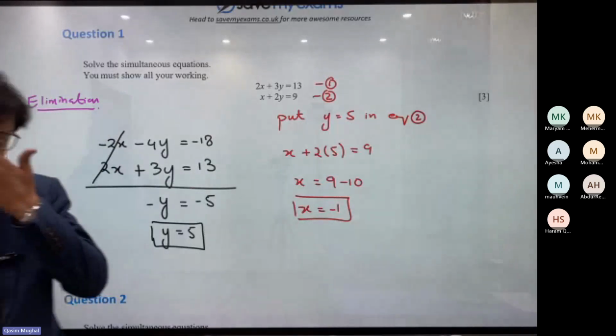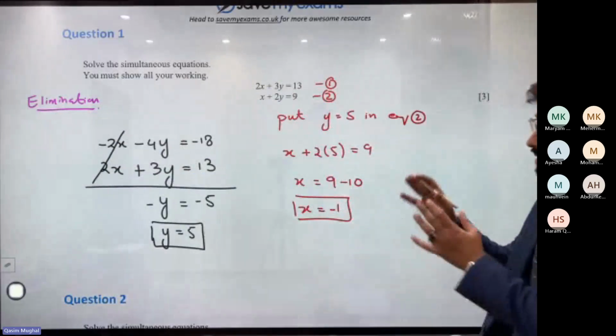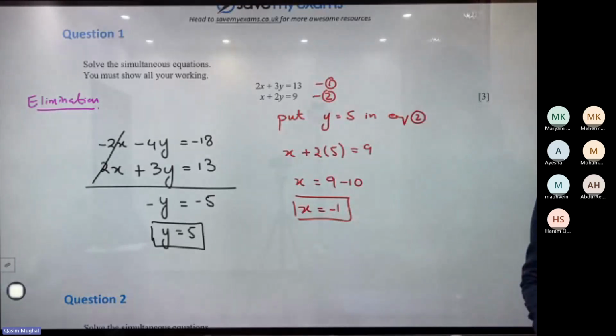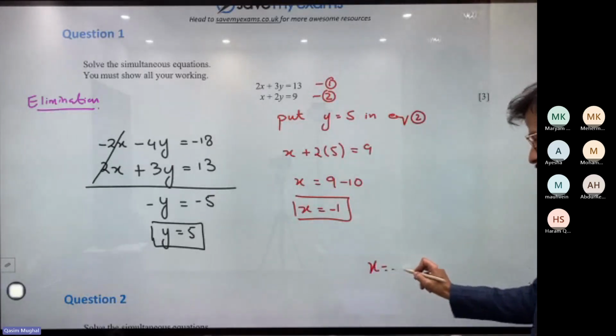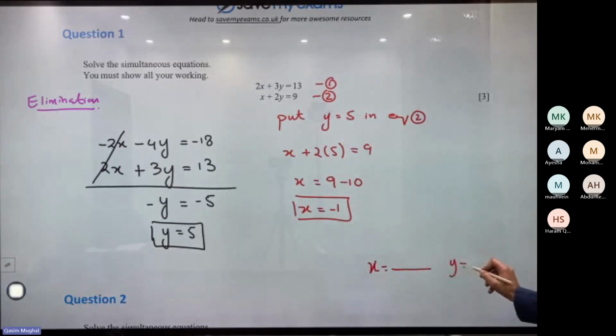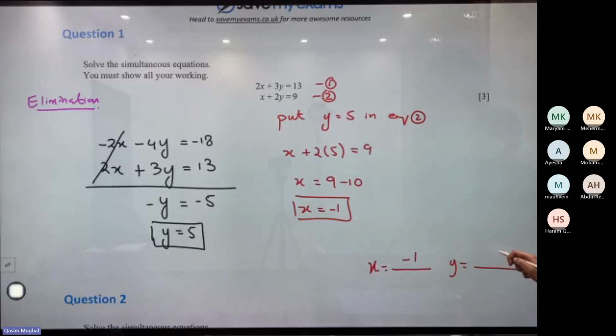ठीक हो गया. अच्छा, साइमल्टेनियस इक्वेशंस तो सॉल्व कर ली. एक चीज याद रखें, अगर साइमल्टेनियस इक्वेशंस का क्वेश्चन है तो आपको आंसर स्पेस में x इज इक्वल्स टू, y इज इक्वल्स टू दिया हुआ होगा. तो आपने x में क्या लिखना होगा? -1 एंड y में, और सेम क्वेश्चन.